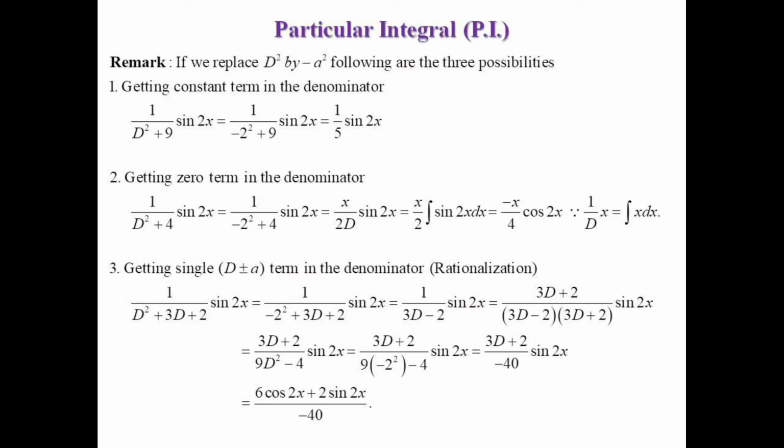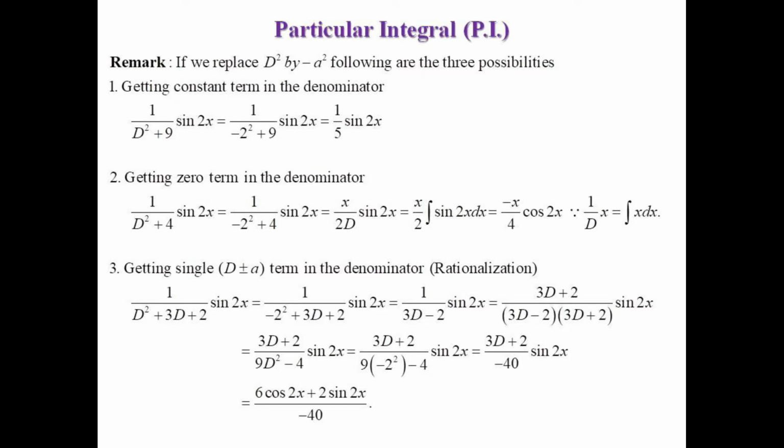Again, whenever a single D term is available in the denominator, while finding the particular integral of sine of ax or cos of ax, that means when we solve an example based on type number 2, then we use the formula 1 upon D into X is equal to the integration of X dx. If we apply this formula, then we get a constant term in the denominator.